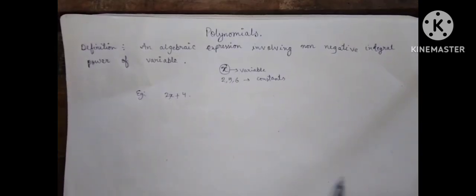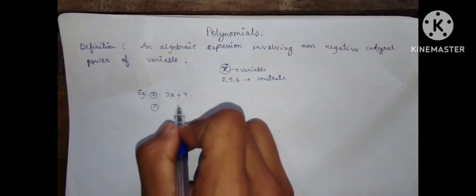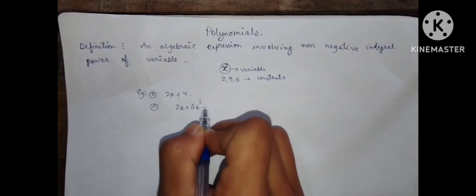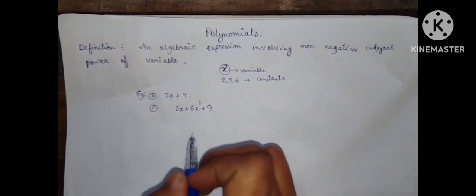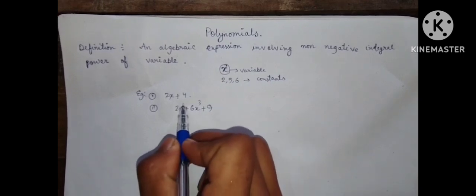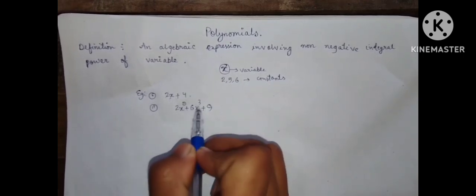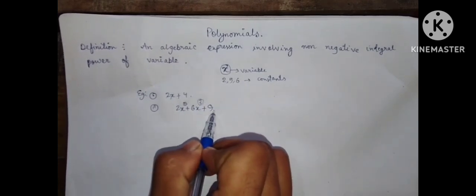Now I'll write some more examples of polynomials. Okay, now this one example. Now 2x plus 6x cube plus 9. So look here. Now the power here is, now what do you mean by power? Now the top of a variable, it has powers. Okay, now the power here is 1, the power here is 3, the power here is 0. That means the power should be positive and integral also.